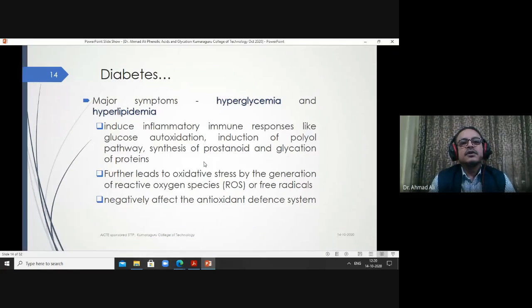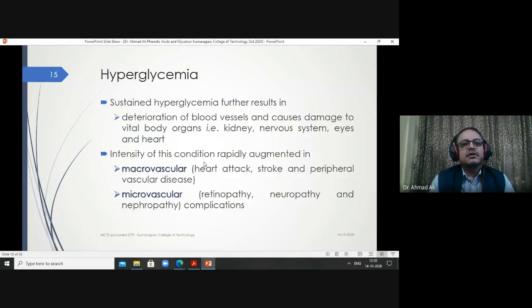As I mentioned, the major symptoms of diabetes are hyperglycemia and hyperlipidemia, and these induce inflammatory immune responses like glucose oxidation, auto-oxidation, and induction of the polyol pathway, and ultimately they affect the antioxidant defense system. So what is hyperglycemia? We all know hyperglycemia is an above-normal glucose level in the blood circulation. If hyperglycemia persists for a longer duration in the body, it can lead to deterioration of blood vessels and cause damage to vital organs like the kidney, nervous system, eyes and heart.